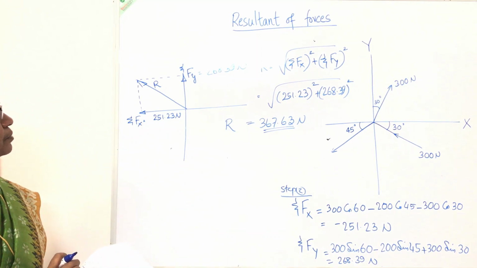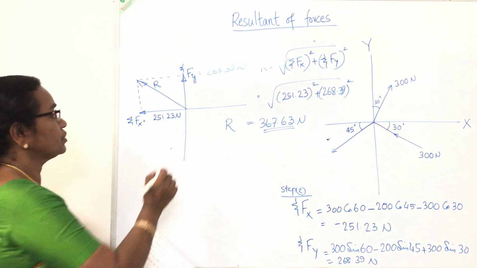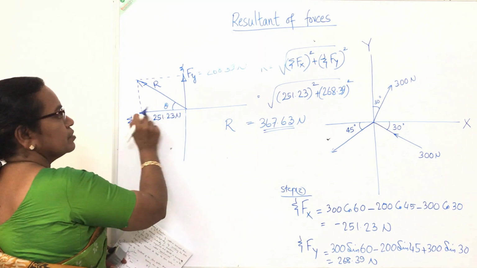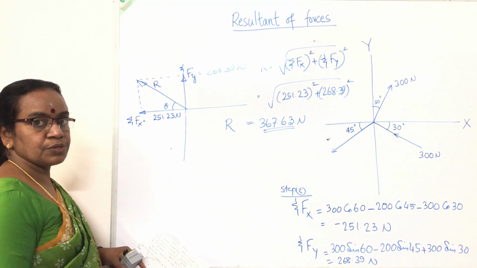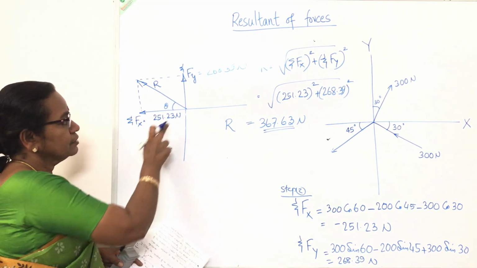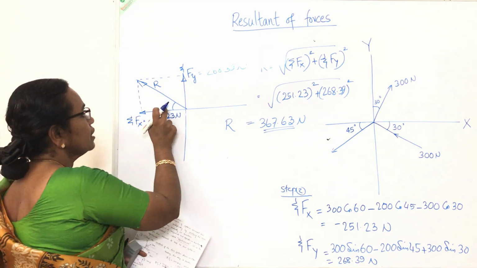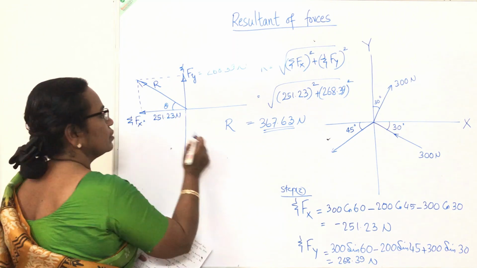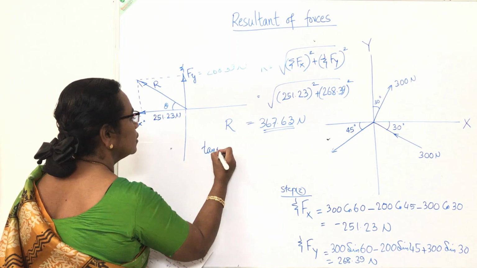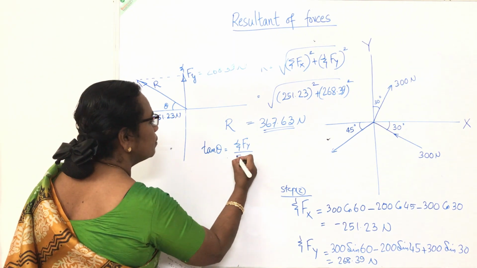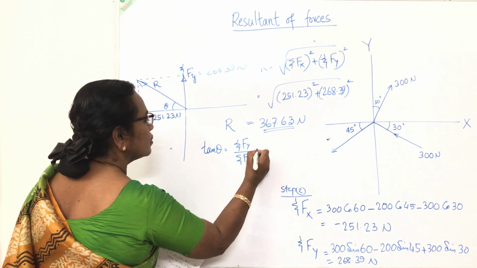Numerical value. Now regarding the sign or the direction, let R make an angle theta with the horizontal, with the x-axis. So that tan theta is equal to opposite side by adjacent side. This is Fy, this is Fx. So tan theta is equal to sigma Fy divided by sigma Fx.